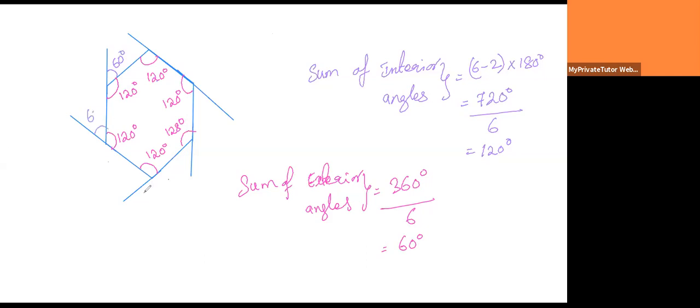So maybe you get a question without a diagram. What is each exterior angle of an octagon, hexagon, and so on? You just need to divide 360 by the total number of sides. It's very straightforward. So I'm done with the exterior and interior angles. Please let me know, guys, if you have any questions.